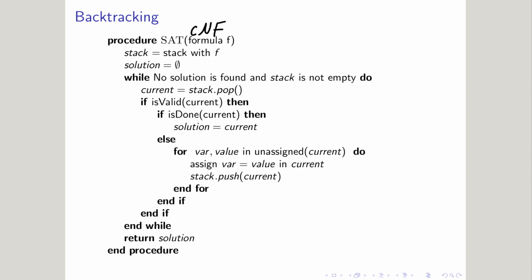If not, we're going to look through each variable and value that's unassigned in our current formula. We'll assign that variable to that value in the current one, so let's modify it and then put it in there. And that's it. So that's how we can backtrack through it. So there you go. DFS ends up saving the day, solving everything.